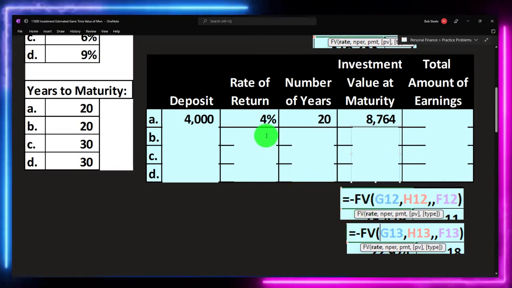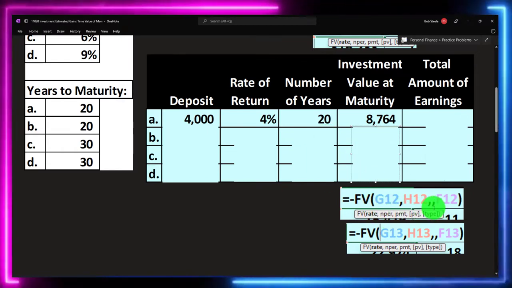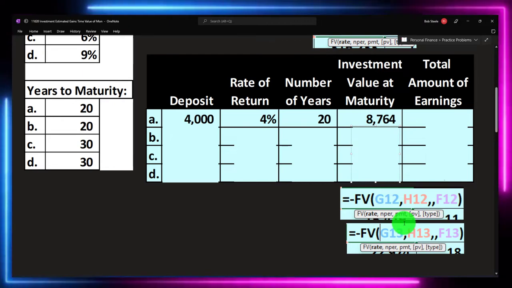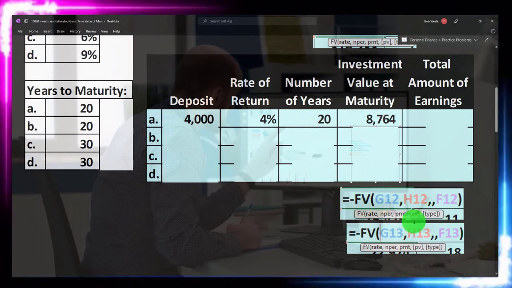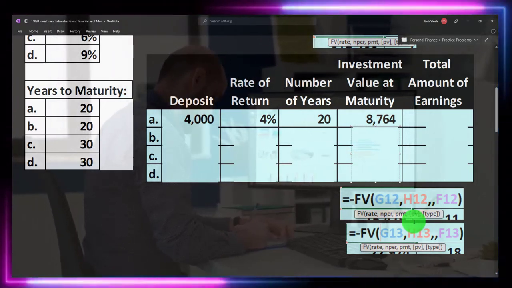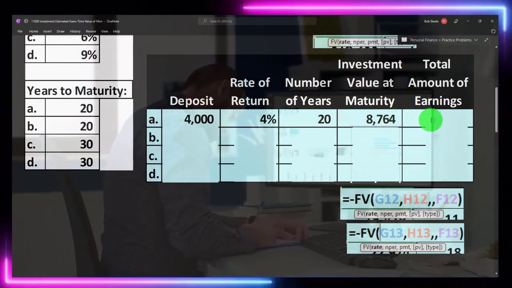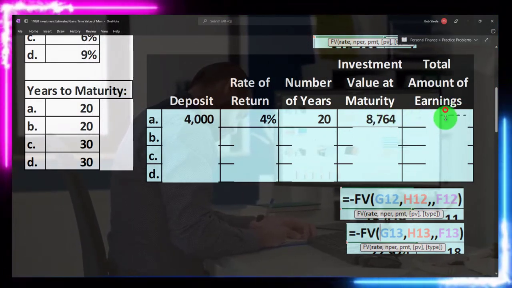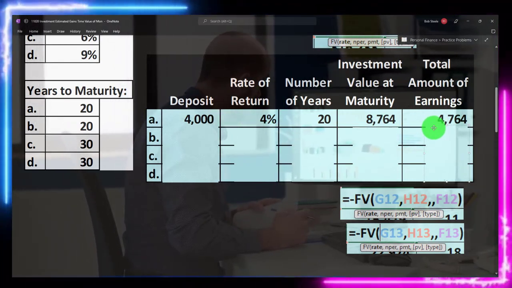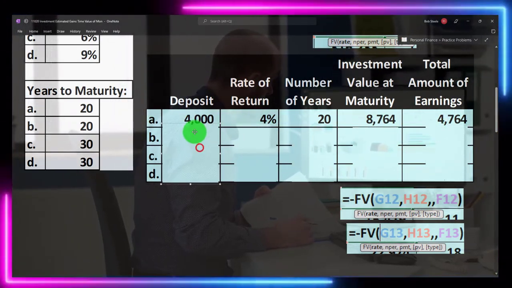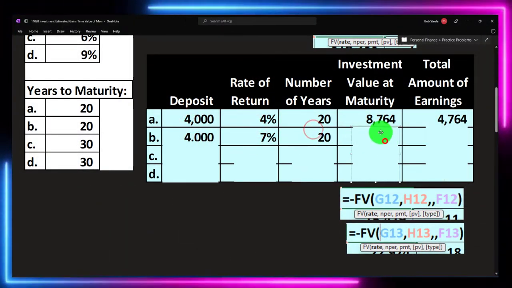The rate would be 4%. The number of periods would be 20. And notice we have two commas here because it's not using a payment format, because that would be for an annuity, but rather the present value, the one-time $4,000, which would bring us up to 8,764. So the total earnings would simply be 8,764 minus the 4,000. We would have earned 4,764.